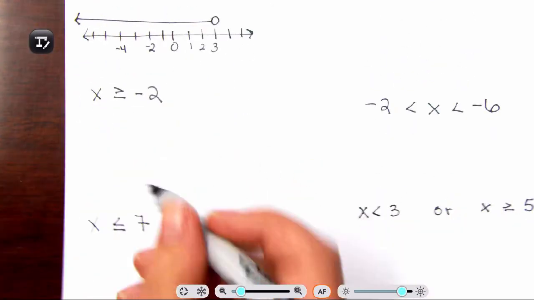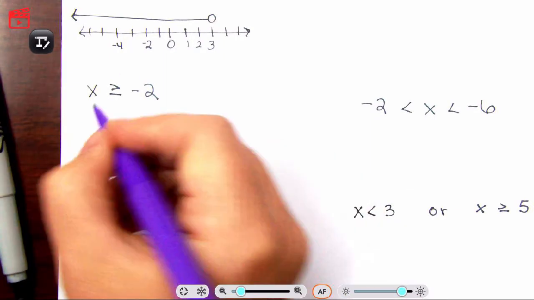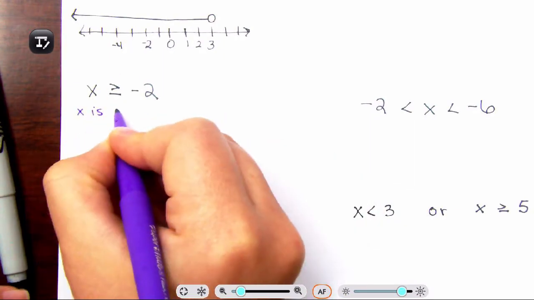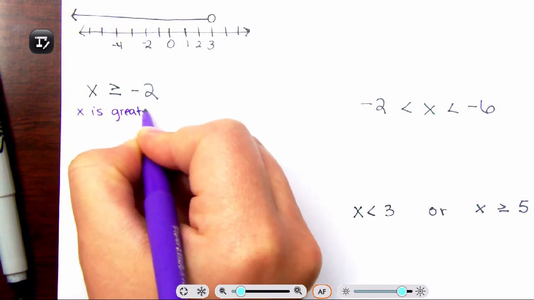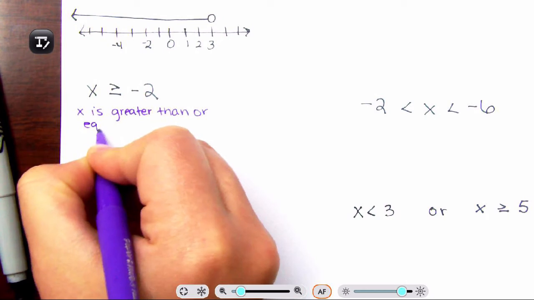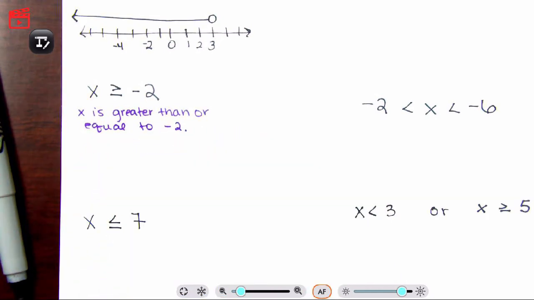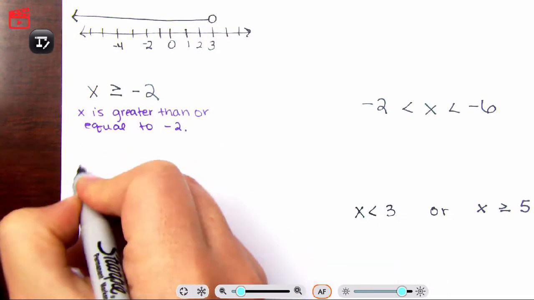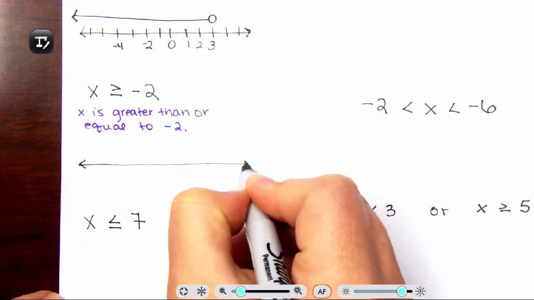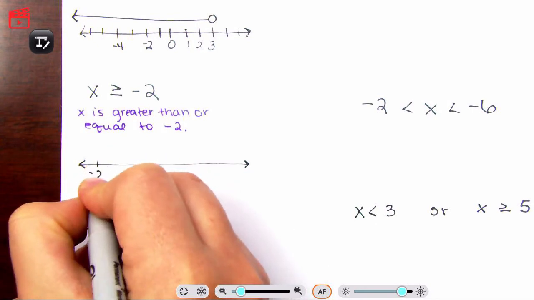Let's do one more. Actually, 2 more. Let's translate this one more time. I have X is greater than or equal to -2. Let's identify where -2 is. Let's say -2 is here.